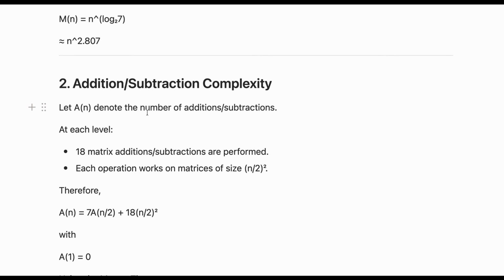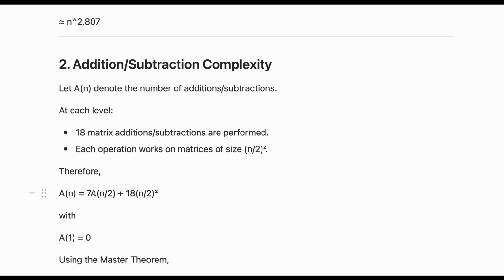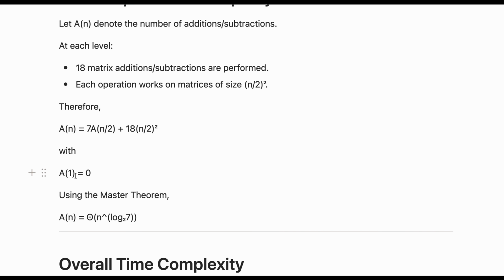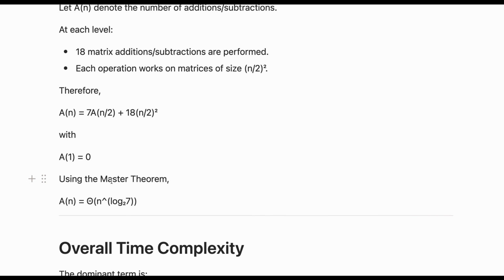Now we will see the second one, which is addition and subtraction complexity. Let A of n denote the number of additions and subtractions. At each level, 18 matrix additions and subtractions are performed. Each operation works on matrices of size n by 2 by n by 2. Therefore, A of n is equal to 7 A of n by 2 plus 18 into n by 2 the whole squared, with A of 1 equal to 0. Using the master theorem, A of n is equal to theta of n to the power log base 2 of 7.